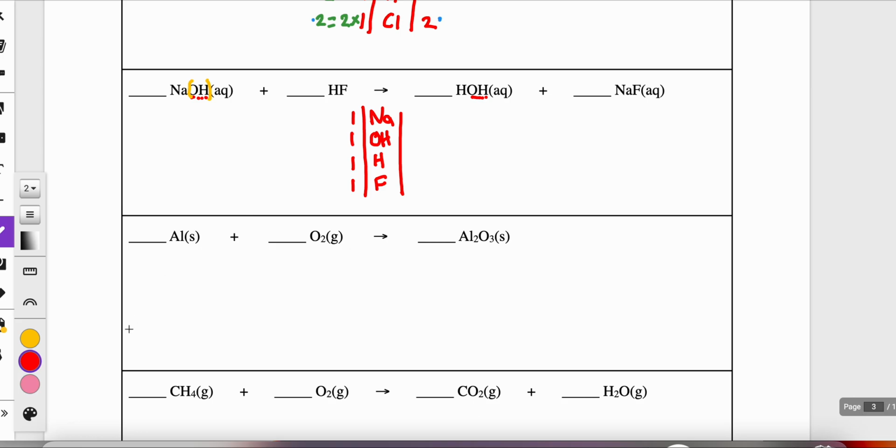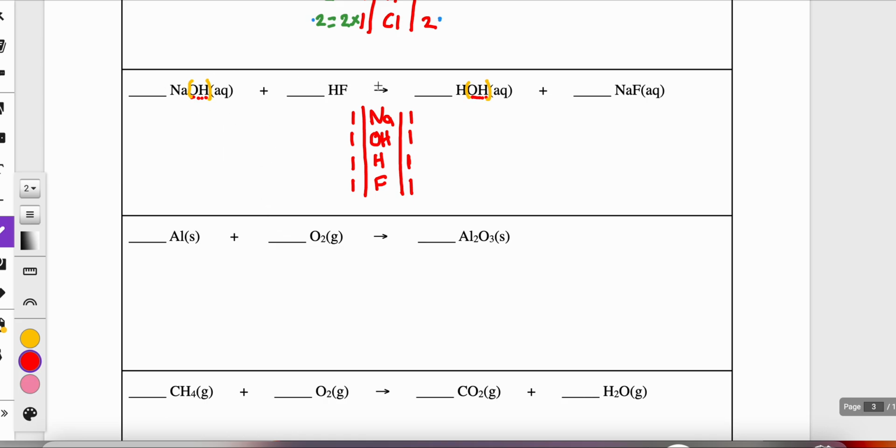When I go to the other side, okay, this substance here, when I take a look, in this substance, there's 1 H that functions as the cation, and it's bonded to that OH polyatomic unit, and there's only 1 of those. And then in the next substance, there is 1 Na, which is bonded to 1 F.